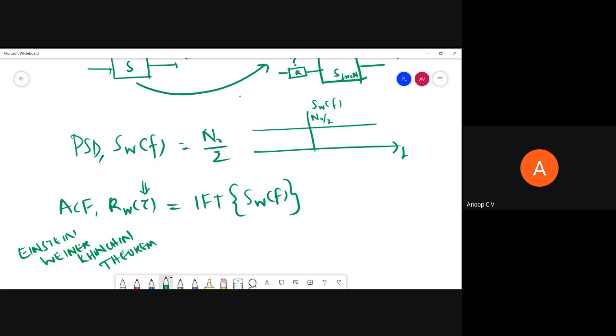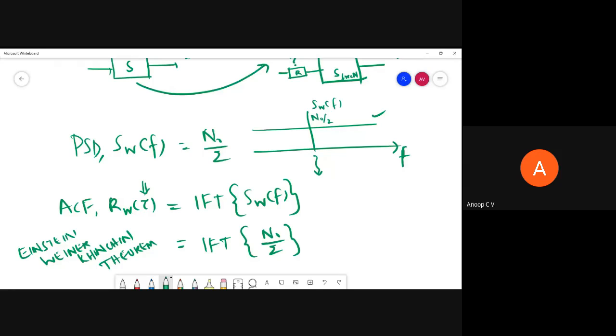So now we should find out the inverse Fourier transform of N naught by 2. This N naught by 2, it's a constant, right? The inverse Fourier transform of a constant gives the autocorrelation function. So you see, it is a frequency domain function which is a constant, which means we have all frequency components. There is an equivalent function in time domain which will give a spectrum like this.